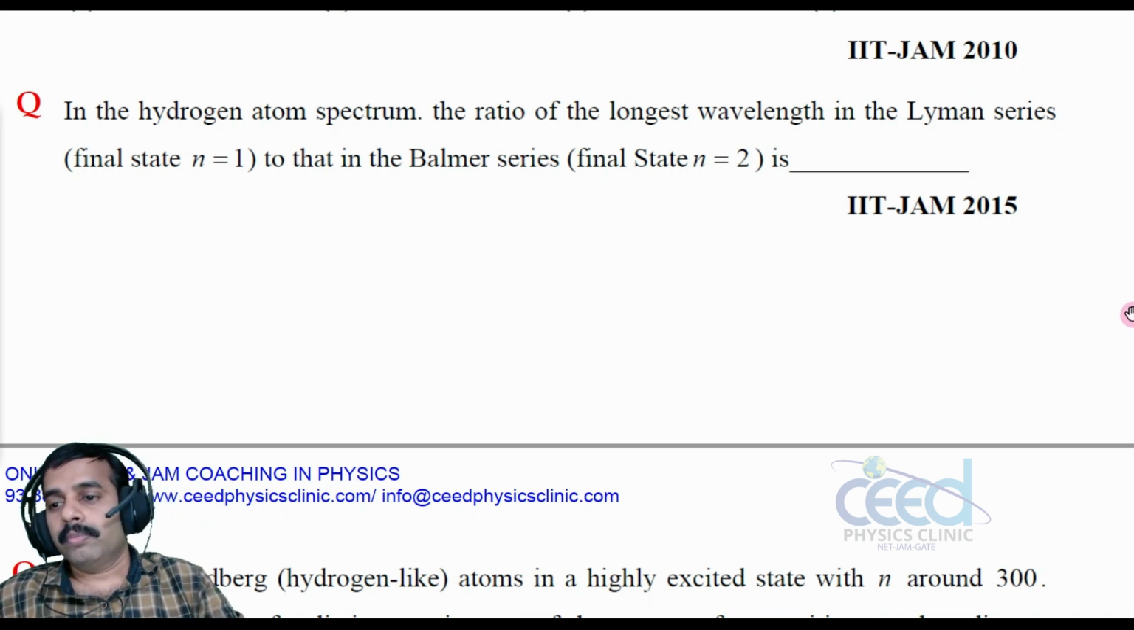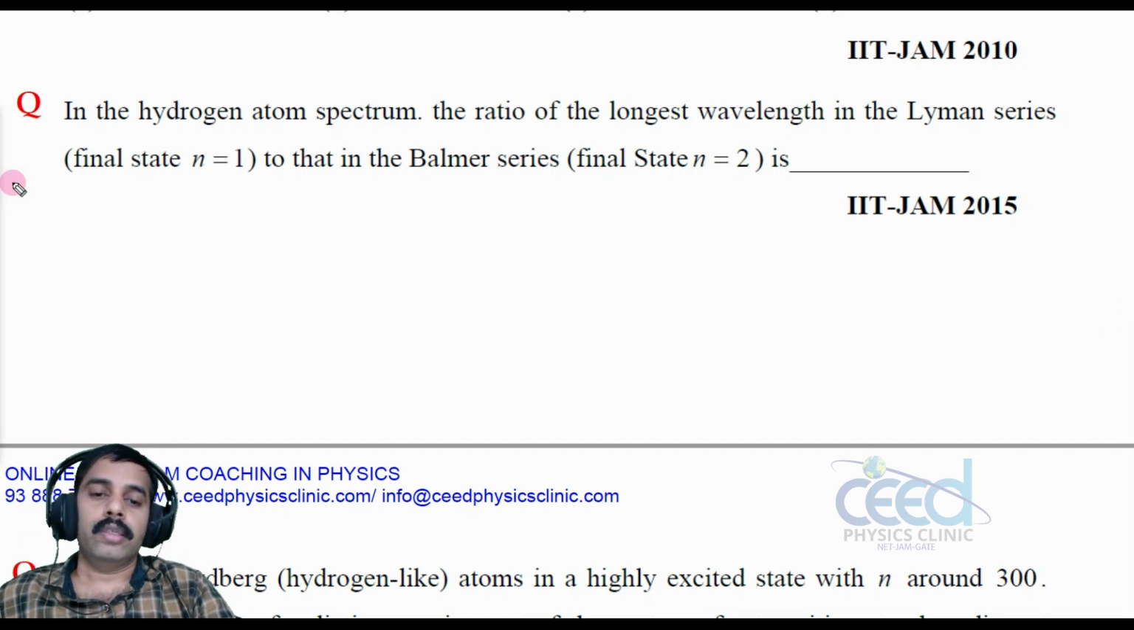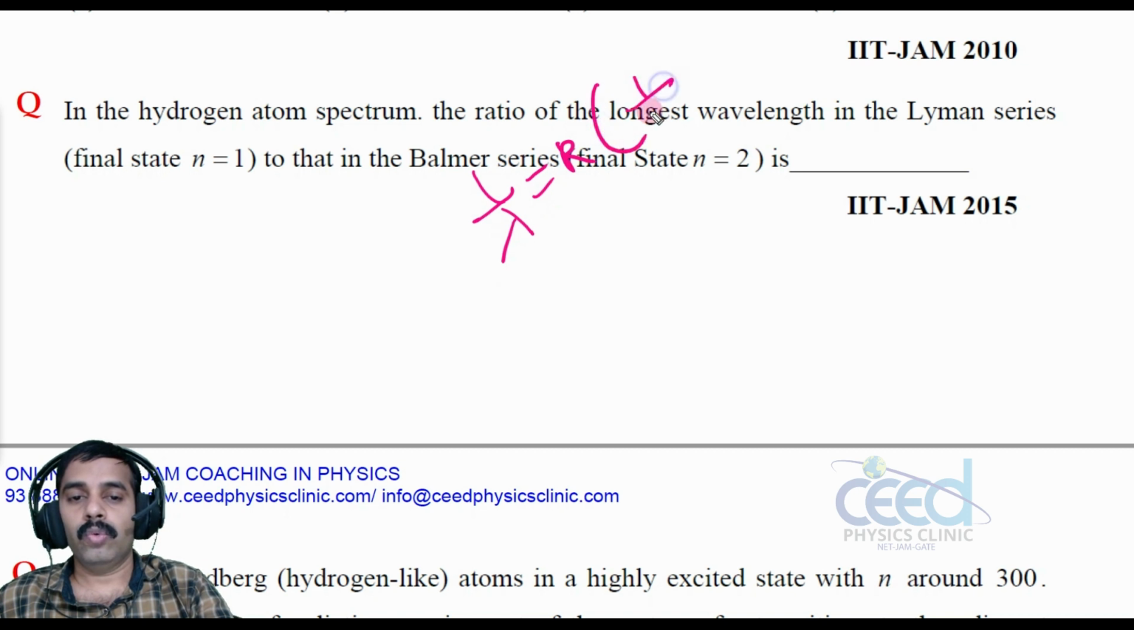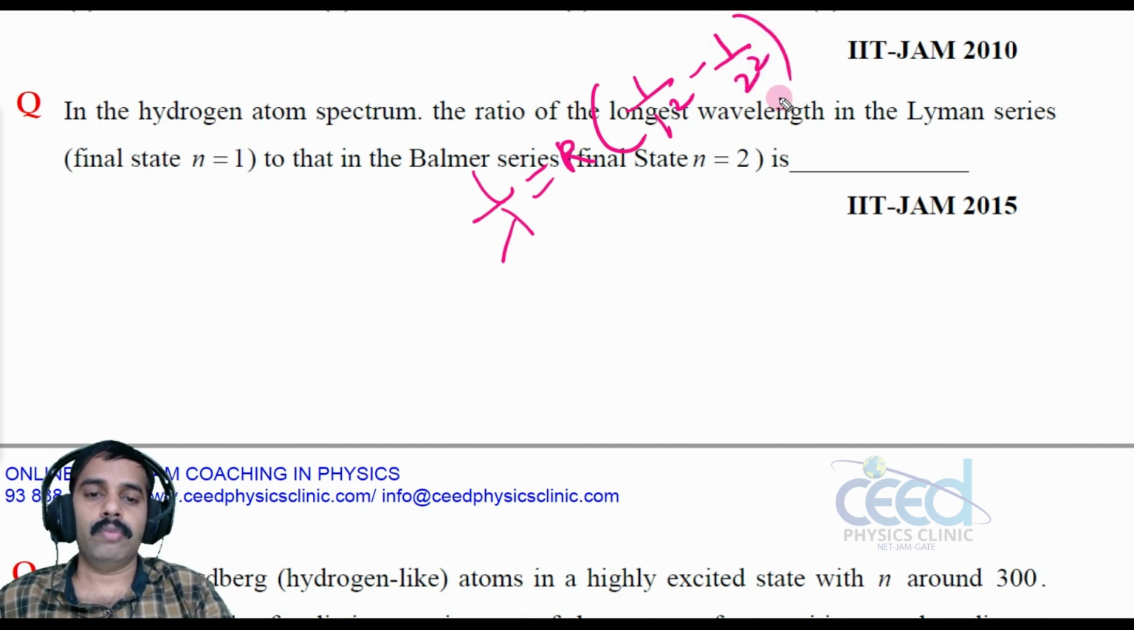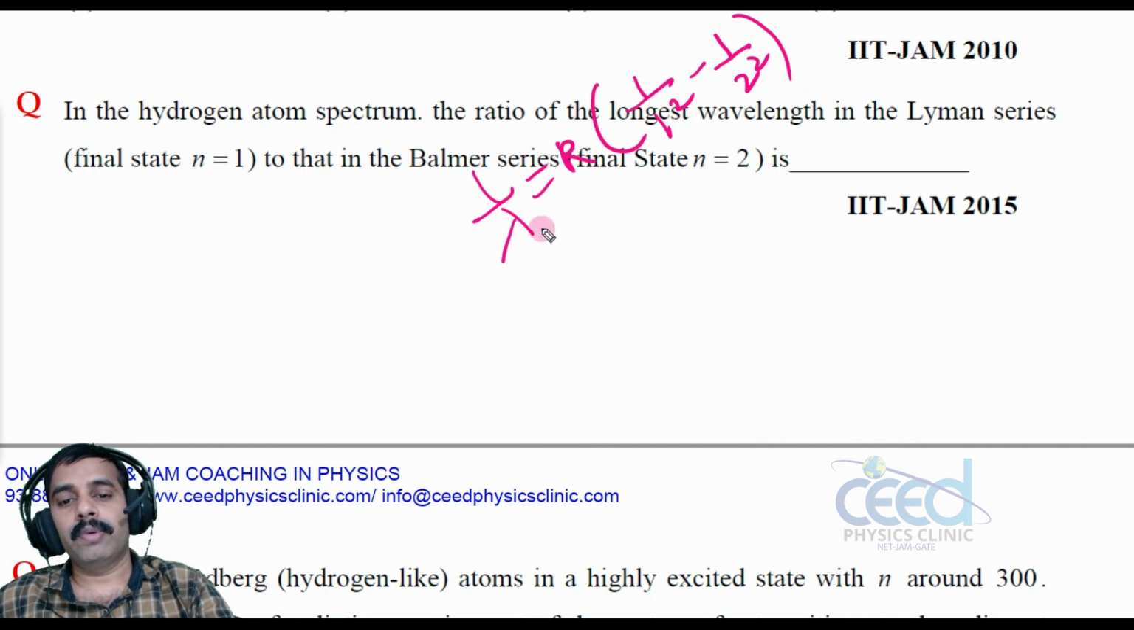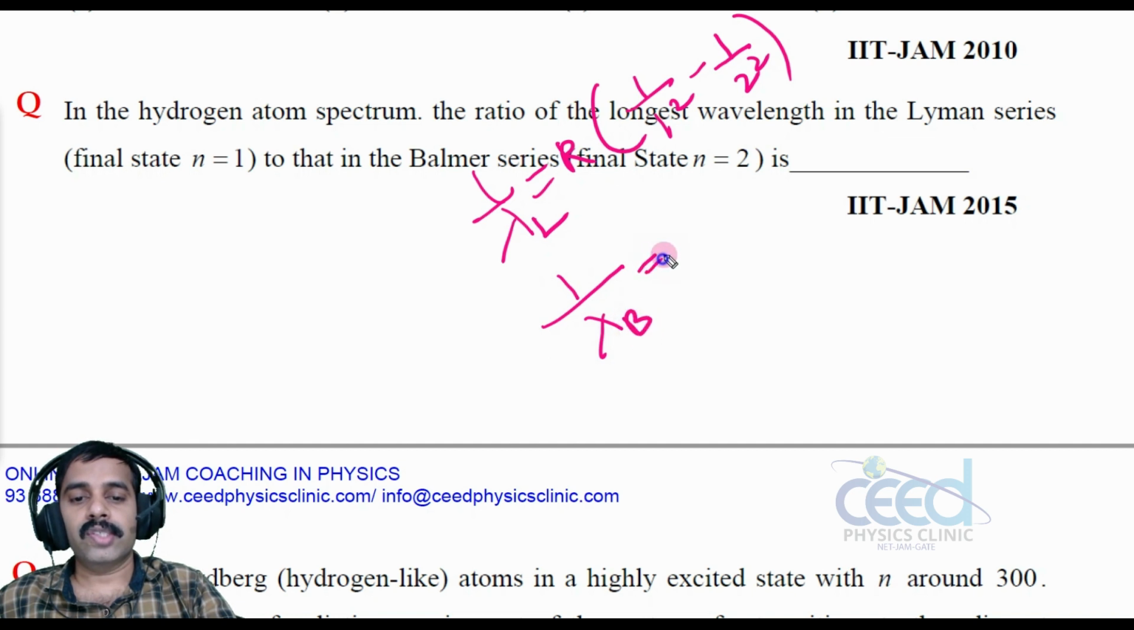In this question, for the Lyman series, we already know 1 by lambda is equal to R into (1 by 1 square minus 1 by n square). The 2 to 1 transition is the longest wavelength. From infinity to the first orbit is a high energy transition, so the highest frequency transition, right? So this is the maximum wavelength in the Lyman series. For the Balmer series, the transition happens to the second orbit, so 1 by 2 square minus 1 by 3 square for the adjacent transition.